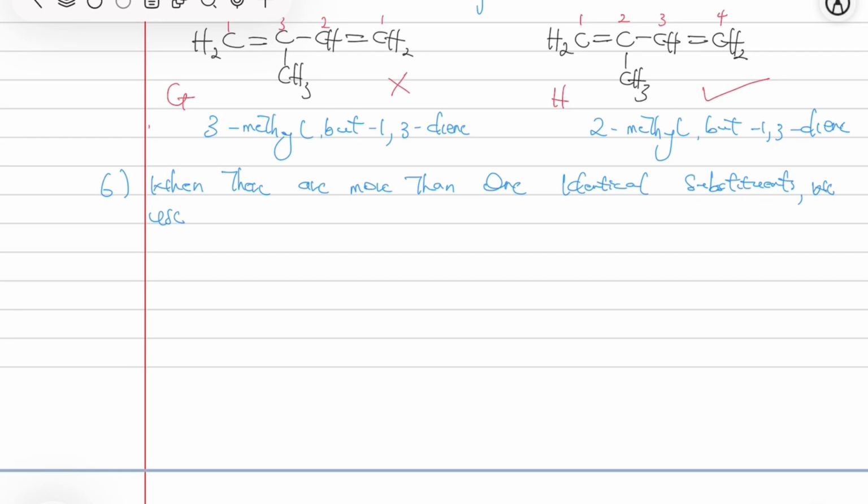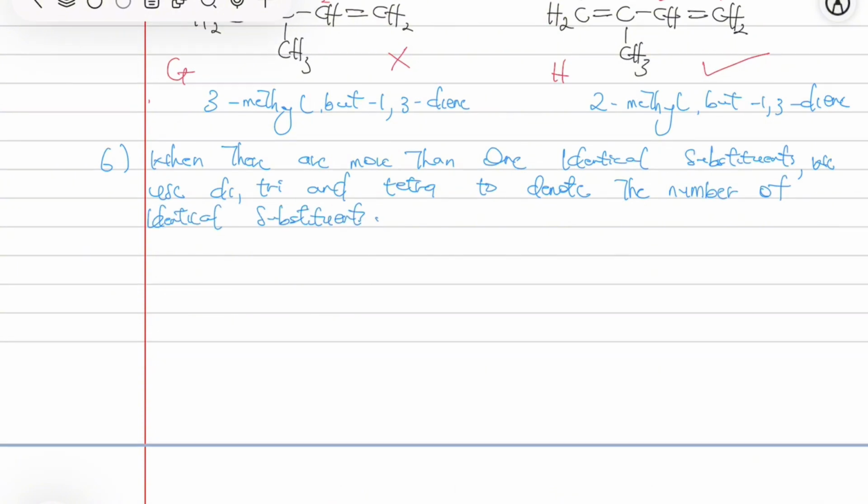Another important rule we must observe in naming an alkene is rule number 6, which says when we have more than one identical substituent in the parent chain, we use di, tri, and tetra to denote the number of identical substituents we have in the parent chain. Let us examine these examples below.